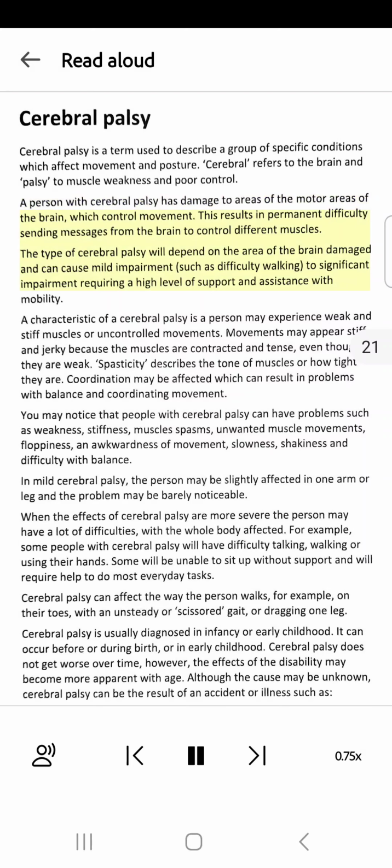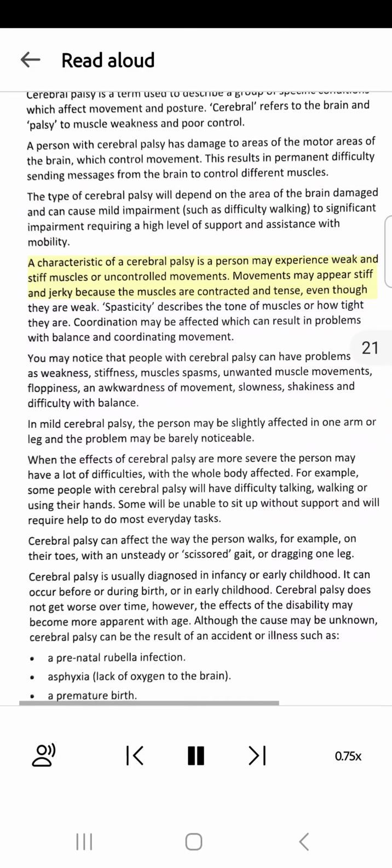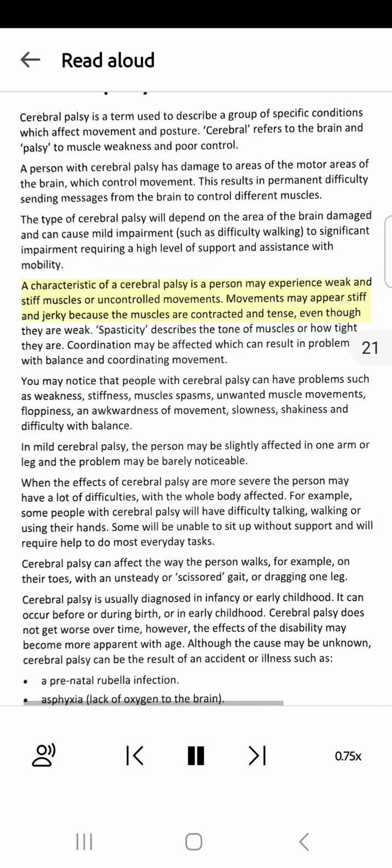The type of cerebral palsy will depend on the area of the brain damaged and can cause mild impairment, such as difficulty walking, to significant impairment requiring a high level of support and assistance with mobility. A characteristic of cerebral palsy is a person may experience weak and stiff muscles or uncontrolled movements. Movements may appear stiff and jerky because the muscles are contracted and tense, even though they are weak. Spasticity describes the tone of muscles or how tight they are.